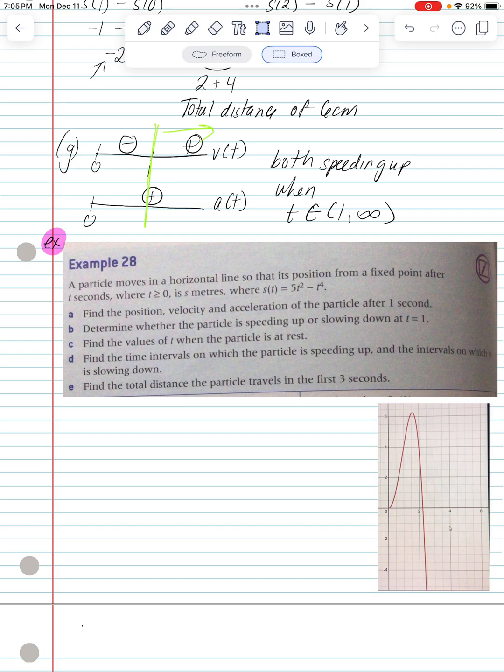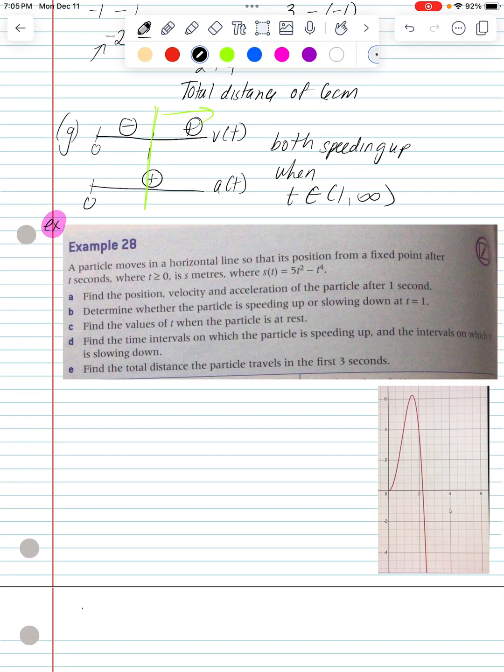So a particle moves in a horizontal line so that its position from a fixed point after t seconds, where t is greater than or equal to 0, is s meters, where the position function is equal to 5t squared minus t to the fourth. So the first one says find the position, velocity, and acceleration of the particle after 1 second.